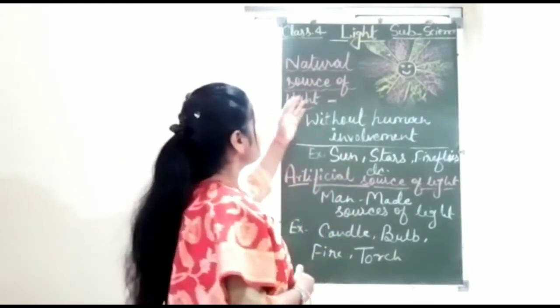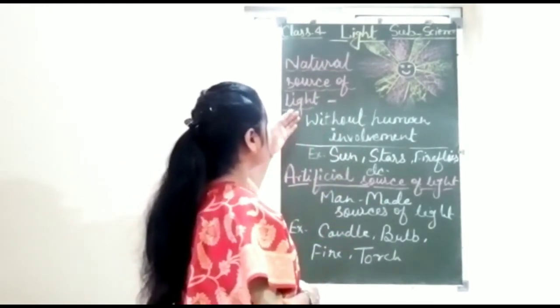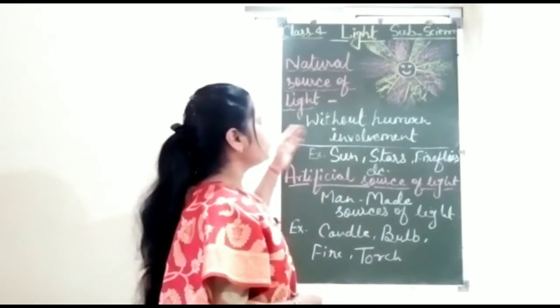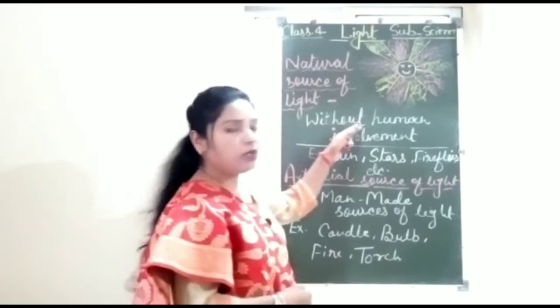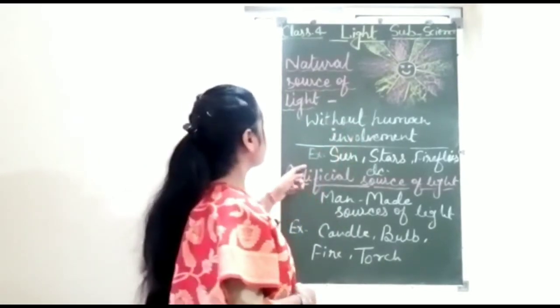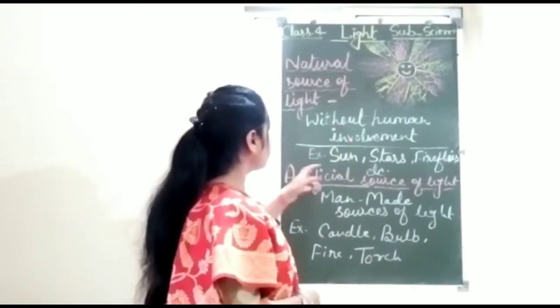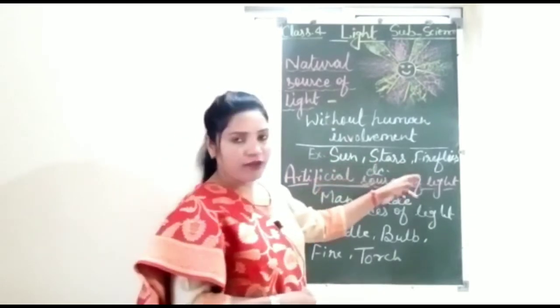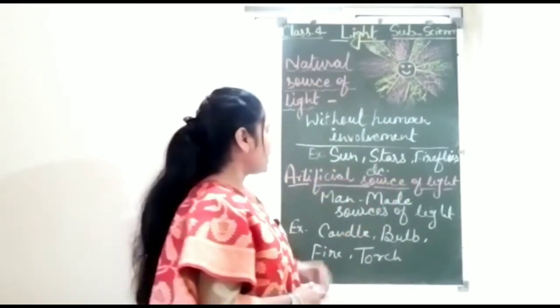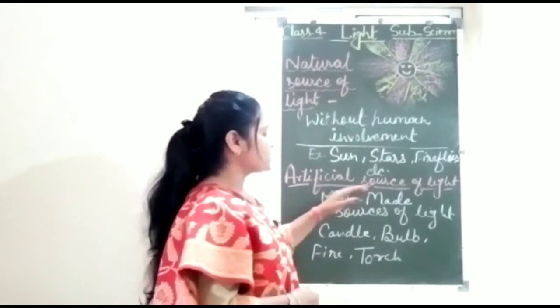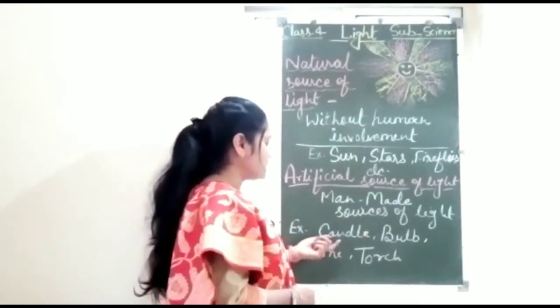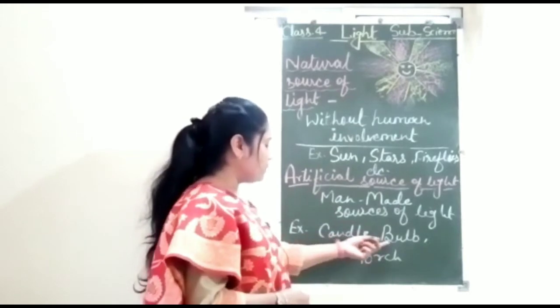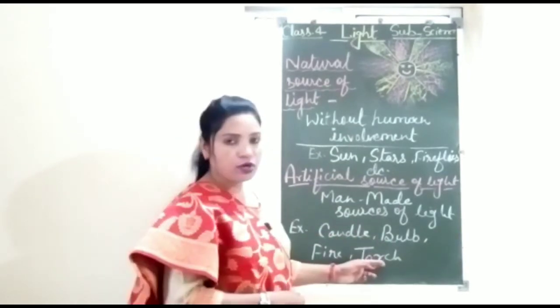Natural sources of light are the sources of light in which there is no human involvement. So these sources are without human involvement. Examples of natural sources of light are sun, stars, fireflies, etc. And artificial sources of light are man-made sources of light. Let us see the examples: candle, bulb, fire, torch, etc.